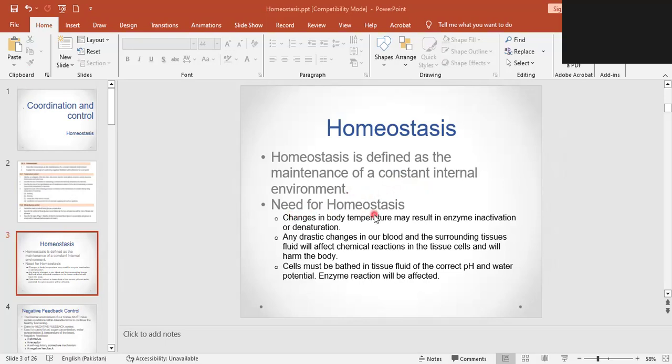Why is there a need for homeostasis? Changes in the body temperature may result in enzyme inactivation, denaturation. Any drastic change in our blood and the surrounding tissue fluid will affect chemical reactions in the tissue cells and will harm the body. Right? Cells must be bathed in tissue fluid with the correct pH and water potential, otherwise enzyme reactions will be affected.